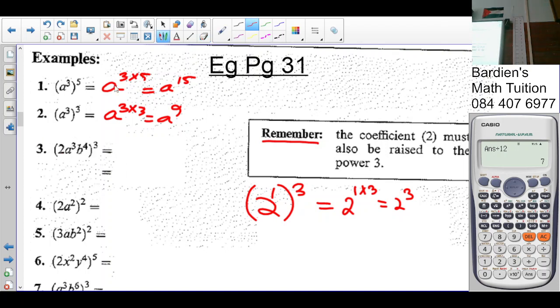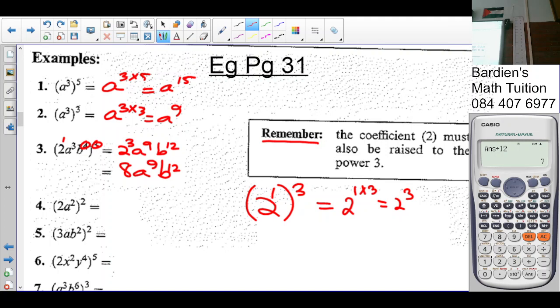So everybody look here. We said there is no exponent, there's a 1 there. So that will be 2. What's 1 times 3? 3. a, 3 times 3? 9. b, 4 times 3? Can you see that, people? And what is 2 cubed? 2 times 2 raised to the power 3. 2 times 2 is 4, and 4 times 2 is 8. So it's 8a to the 3, b to the 9, 2.